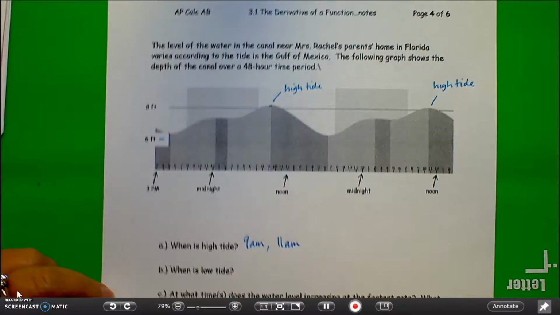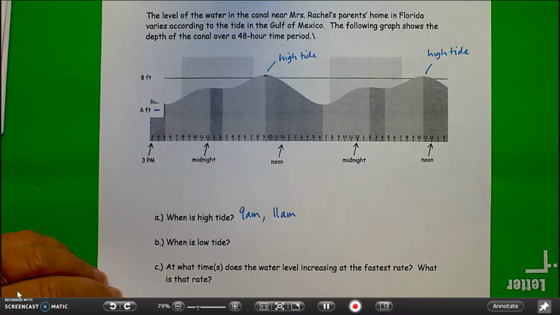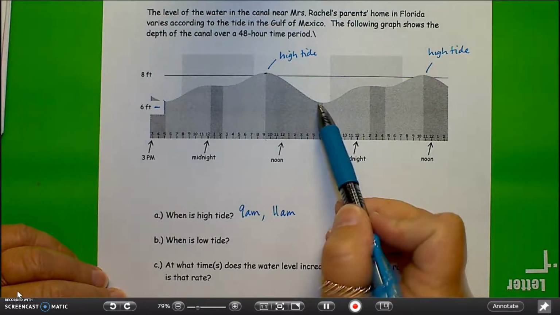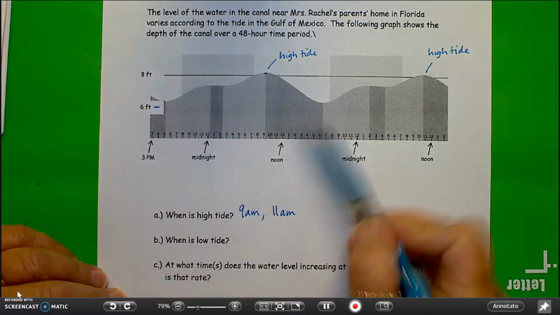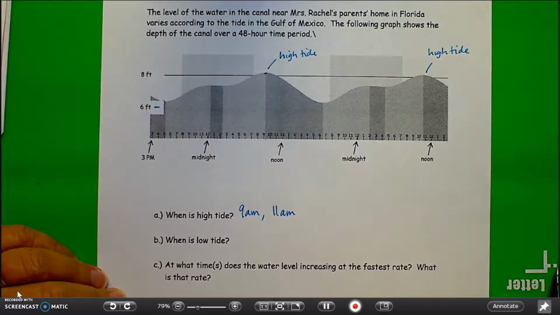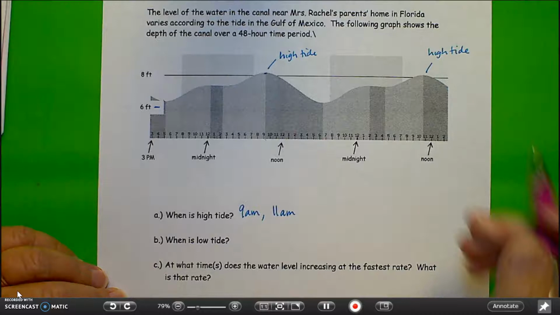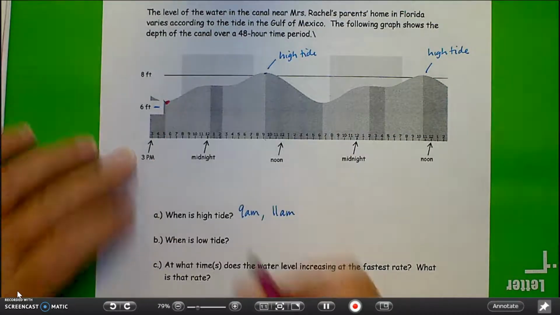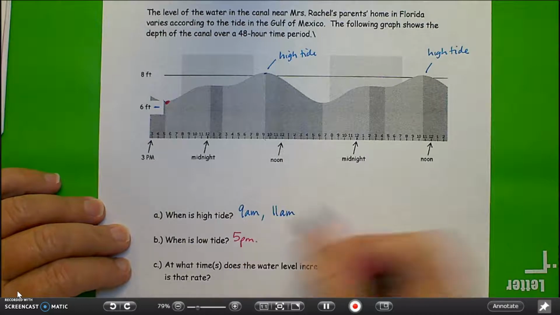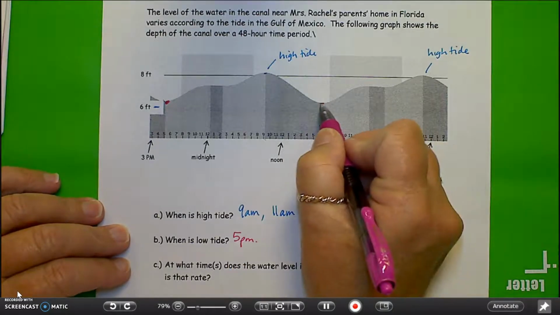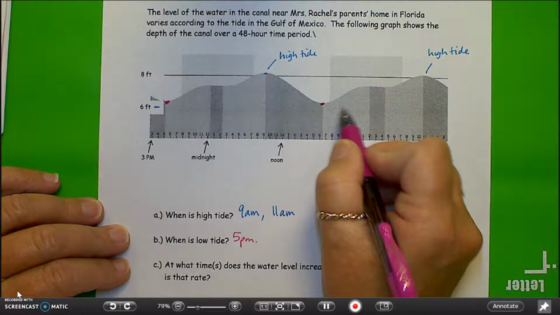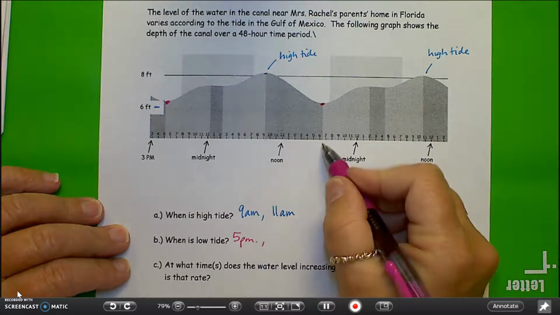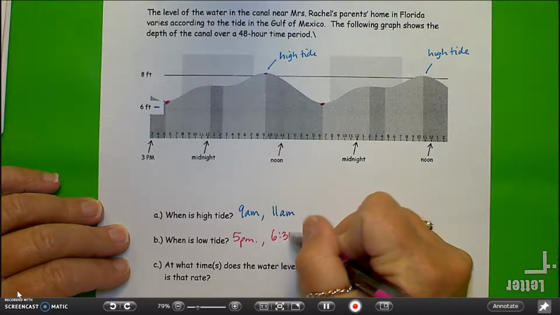Okay, how about low tide? When is low tide? Well, low tide is going to be the low side of this, so where the y value is the smallest in these places. So low tide, I would say is going to be about there, say 5 p.m. on the first day. And then the next lowest place, which kind of mimics the first one, is here. That looks like about 6:30 p.m. on the next day.